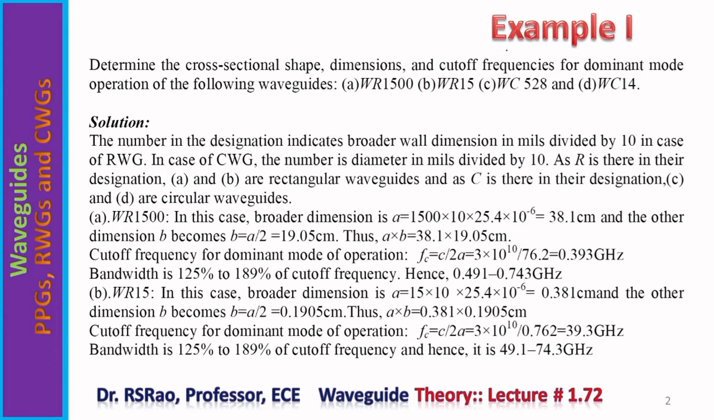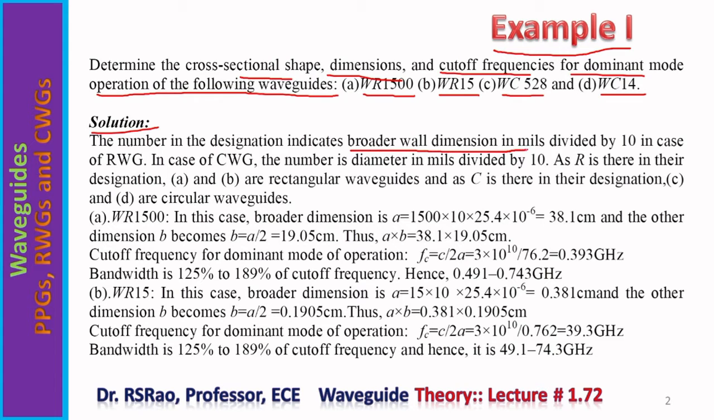To begin with, we consider a problem, example 1. Determine the cross-sectional shape, dimensions and cutoff frequencies for dominant mode of operation of the following waveguides: A WR1500, B WR15, C WC528, D WC14. Solution. The number in the designation indicates broader wall dimension in mils divided by 10 in case of rectangular waveguide. In case of circular waveguide, the number is diameter in mils divided by 10.